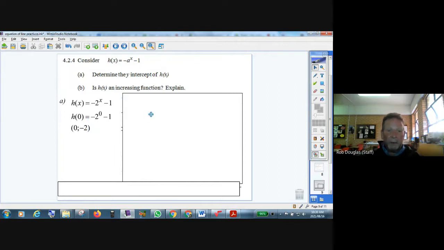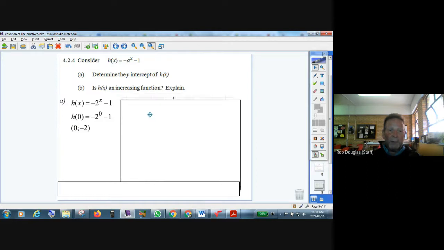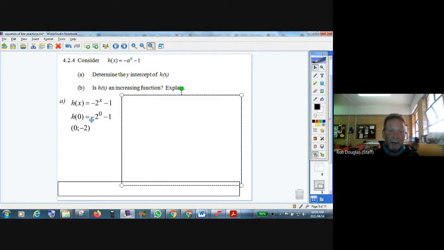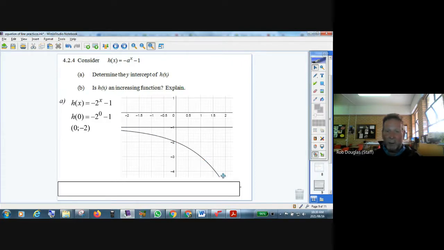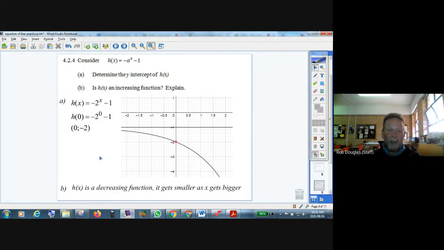But then, is it an increasing function? Because it's negative, instead of getting bigger and bigger, as you go from right to left, it gets smaller and smaller. You can see this point right here. It's minus 2, the y-intercept, and it's going down. The question asks, is h of x an increasing function? Well, look, as we go from left to right, it's getting smaller and smaller. So the answer is it's a decreasing function. It's not an increasing function. It gets smaller as x gets bigger.